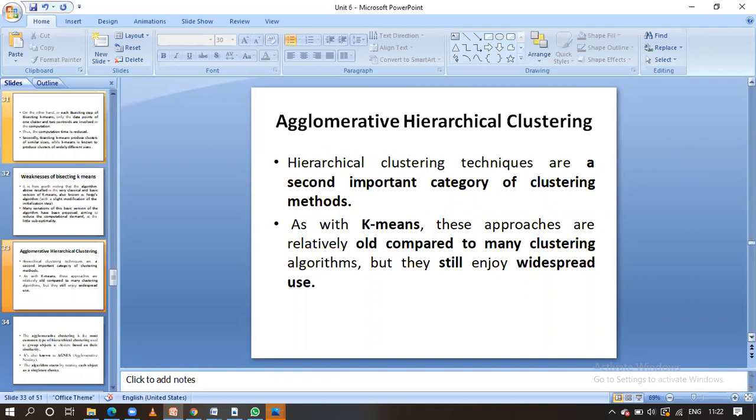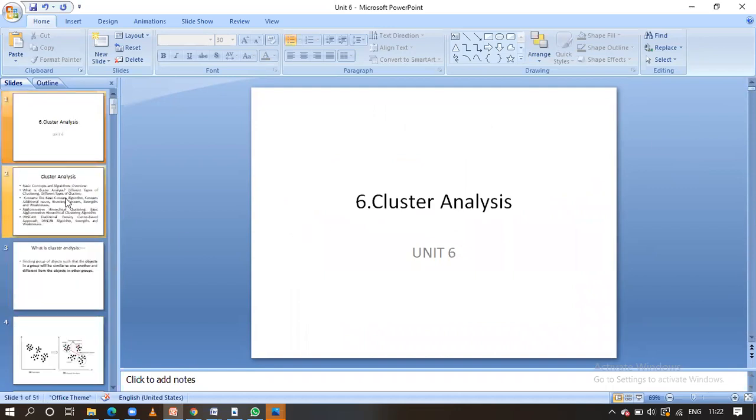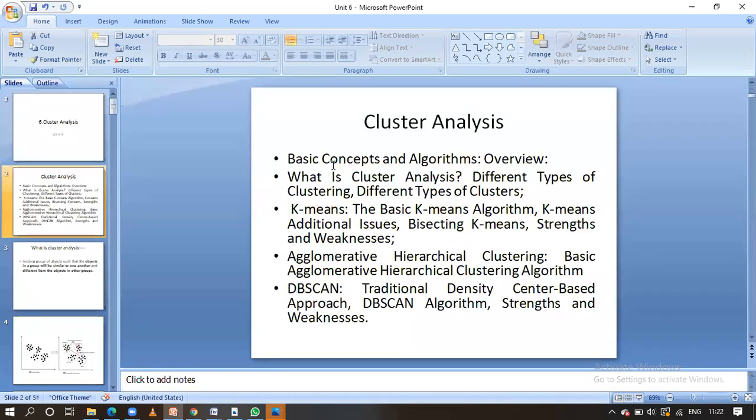Coming to the sixth unit, guys. In the sixth unit, we discussed the basic concepts, cluster analysis, different types of clustering, and different types of clusters. The simple k-means algorithm we have already discussed, and bisecting k-means with its strengths and weaknesses also we discussed. What we have to discuss in this class is agglomerative hierarchical clustering.